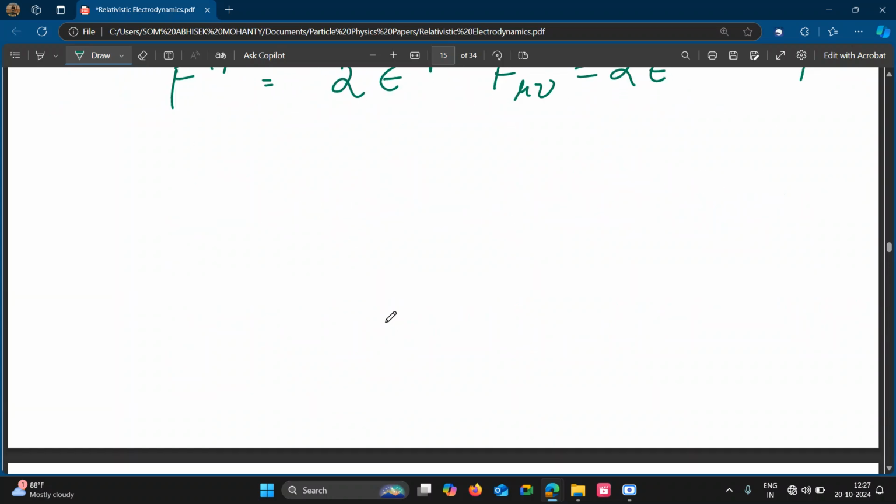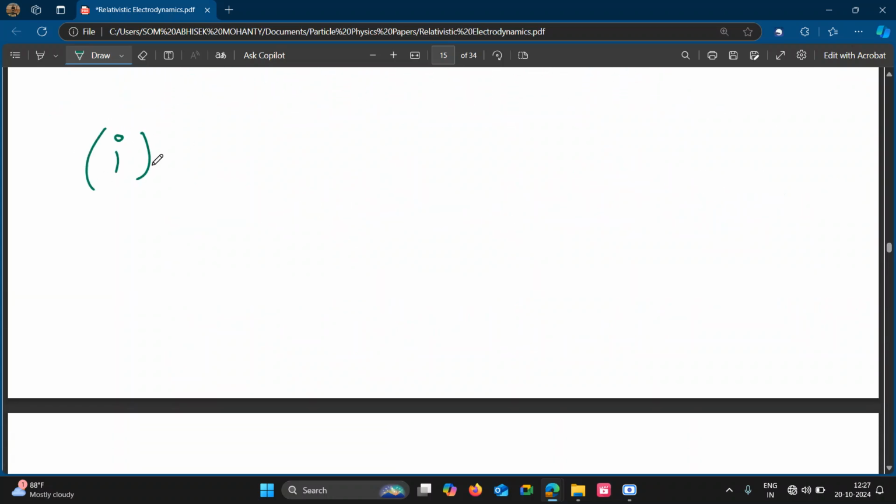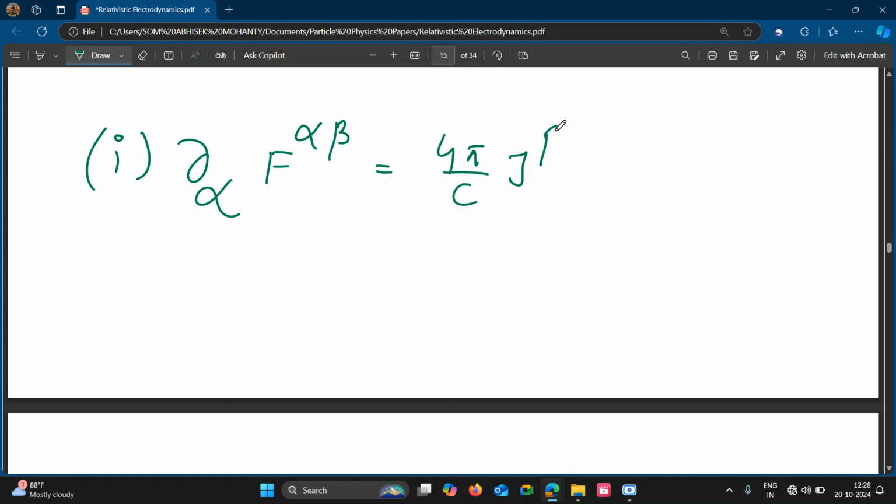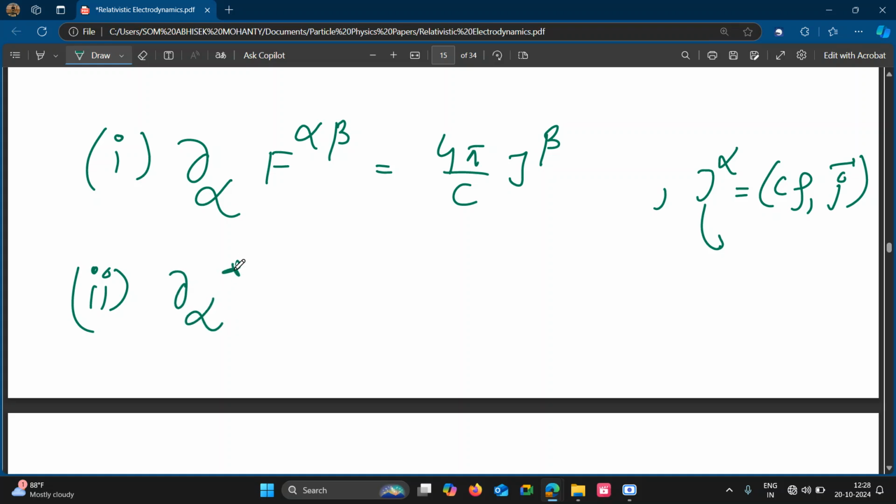It will be, if I write del alpha F alpha beta, it will be 4 pi by c J beta. Okay, here J beta is simply your c rho and J vector. This is the temporal component, this is the three-dimensional spatial coordinate of four current. This is the four current density, right? And the second equation can be written as del alpha star F alpha beta should be 0.